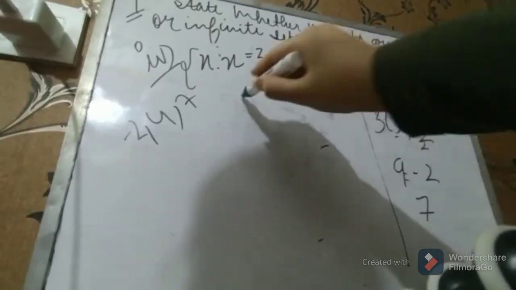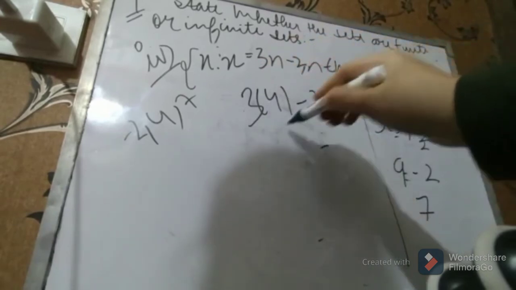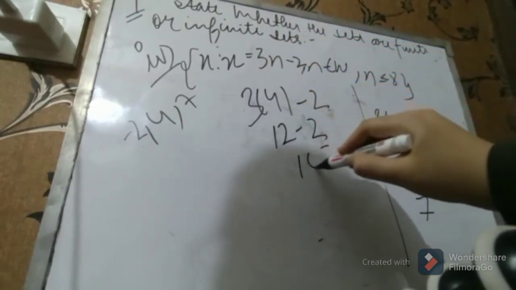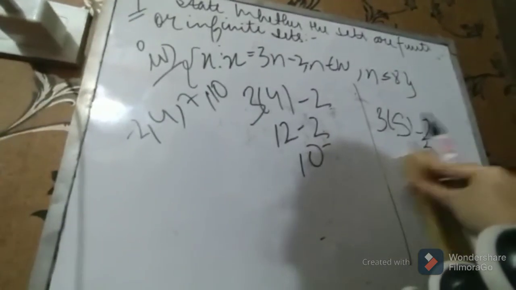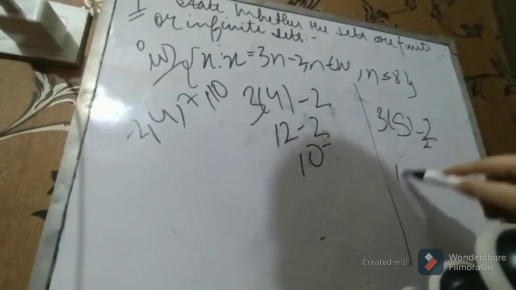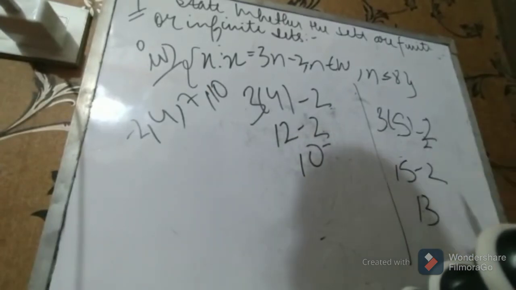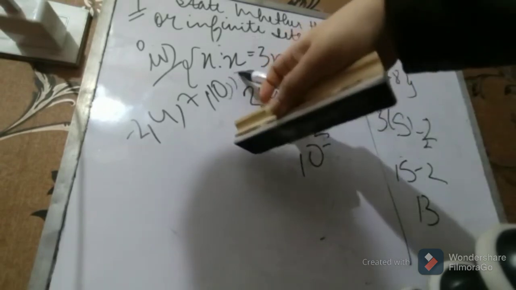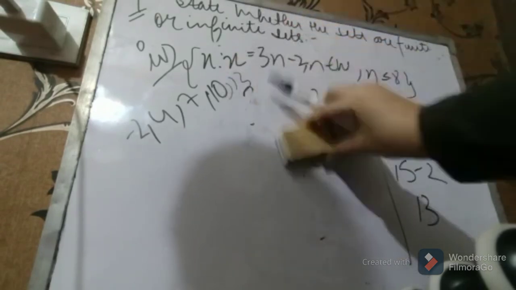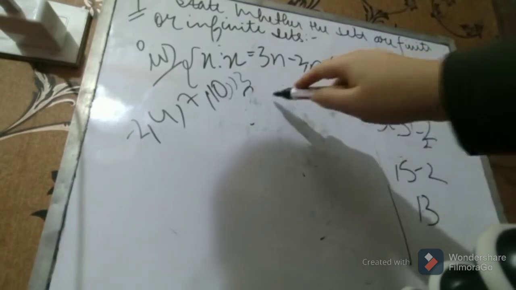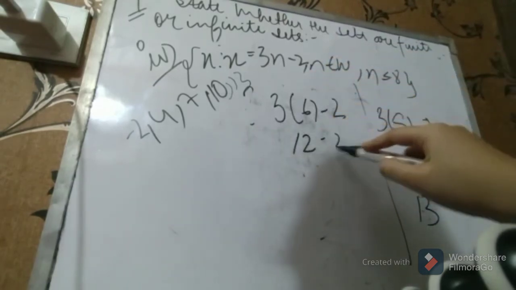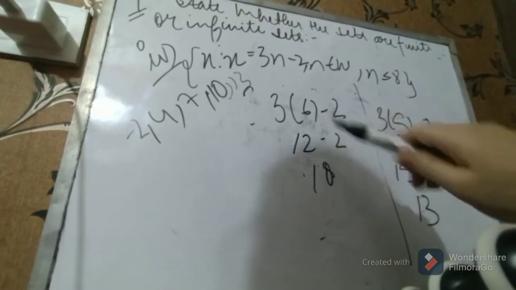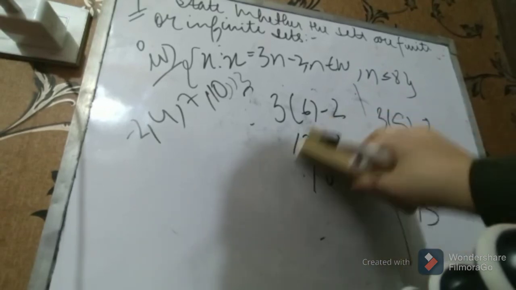Now 3 into 4 minus 2 will give you 12 minus 2, that is 10, right? Then 3 into 5 minus 2, that is 15 minus 2. What will that be? 13, right? So 13. Next is 3 into 6 minus 2, basically 18 minus 2, that is 16.